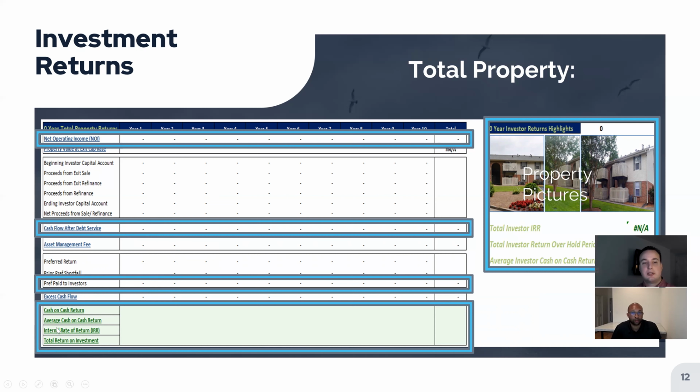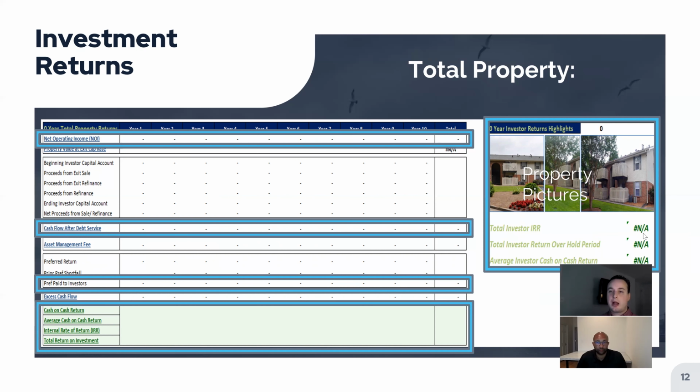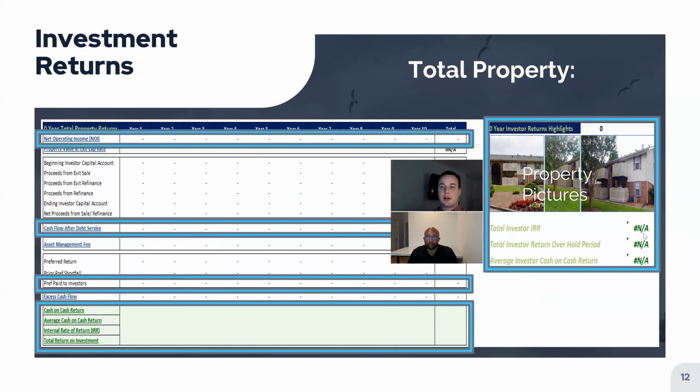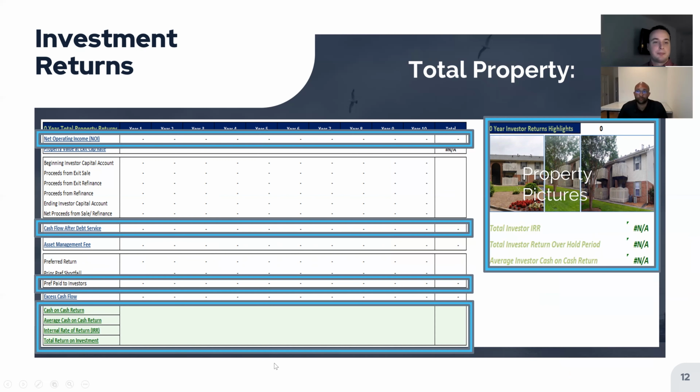So that's something important to keep in mind. Then you've got your typical return metrics, right, that you want to meet: your cash on cash return, your average cash on cash return, your internal rate of return, your total rate of return, right? I've got a section over here on the right hand side for just zeroing in on your exit year returns. And then I usually add some more pictures of the property just in case I'm using this for a presentation or part of the pitch deck. So this is for the total property, right? This is what the total property would make if you owned 100% of it, right?